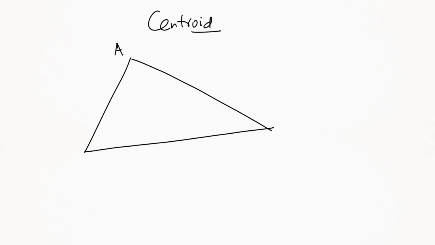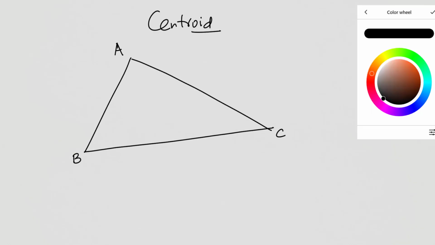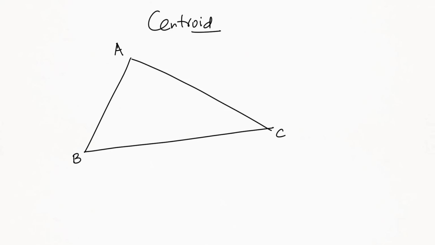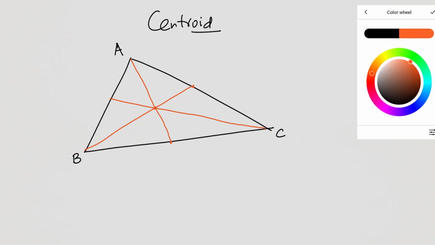I assume you know the concept of median. Let's draw any arbitrary triangle, 3 vertices A, B, C. Median is a line segment which connects a vertex to the midpoint of the opposite side. So this is a median. This is another median. All 3 medians intersect at a point which is called the centroid, and this is usually denoted by G.